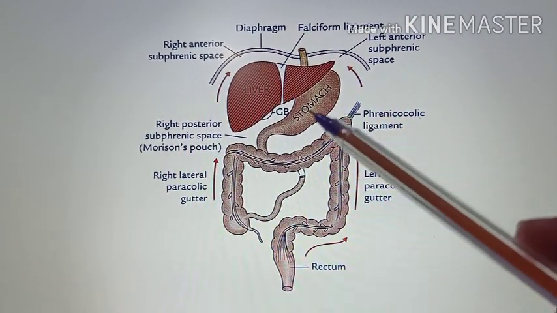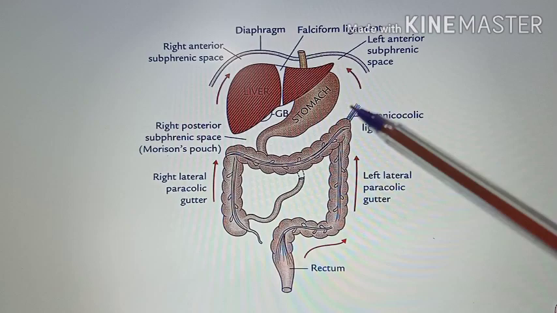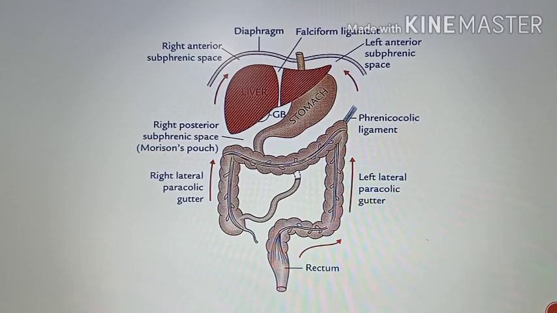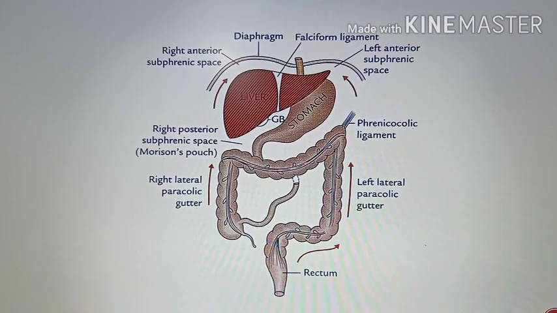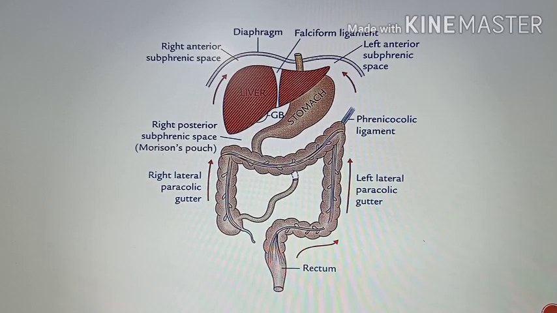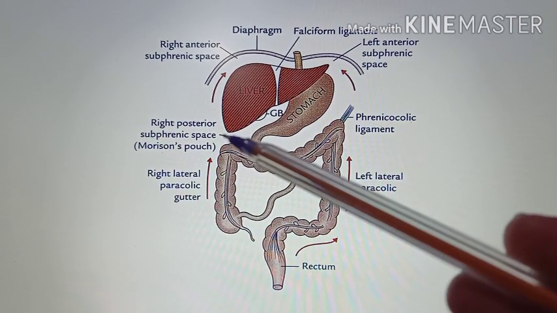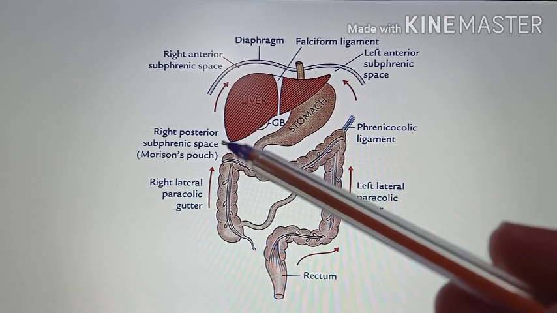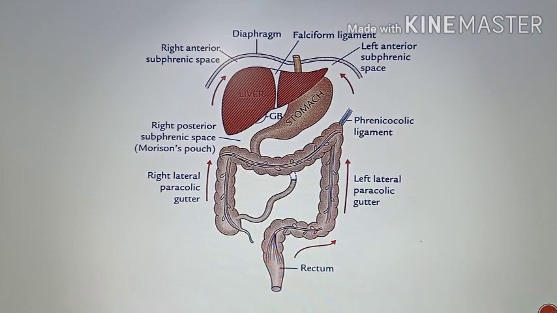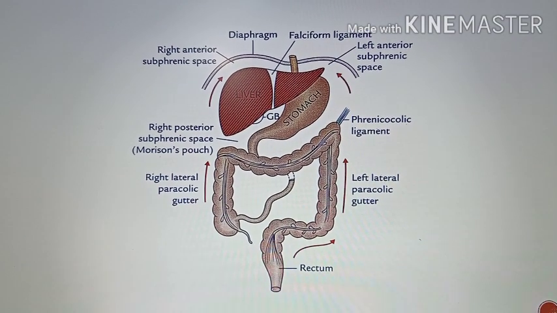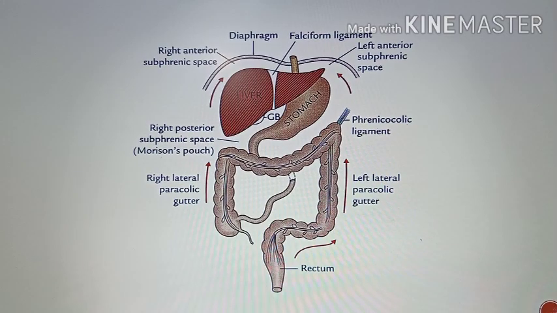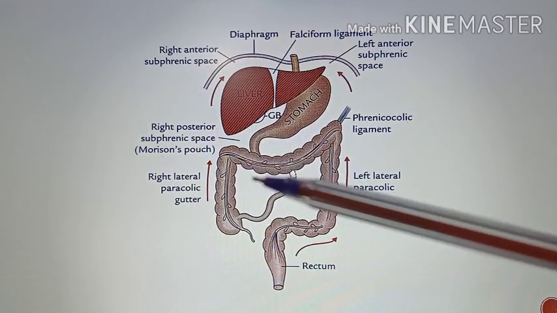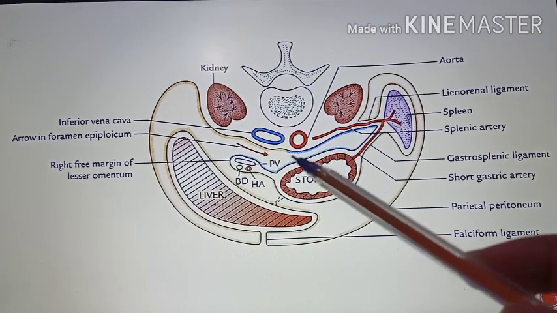In this picture, behind the stomach you have the left posterior intraperitoneal recess. It is also called the left subhepatic recess or the lesser sac. On the right side here you have the right posterior intraperitoneal recess. It is called the right subhepatic recess. It is also called the hepatorenal pouch or Morison's pouch. M-O-R-I-S-O-N, Morison's pouch. So this was the third recess which you saw.